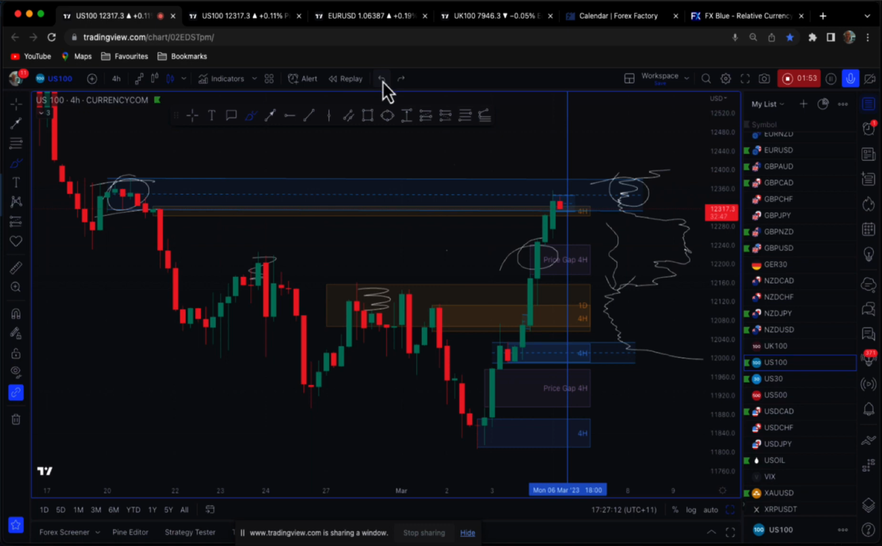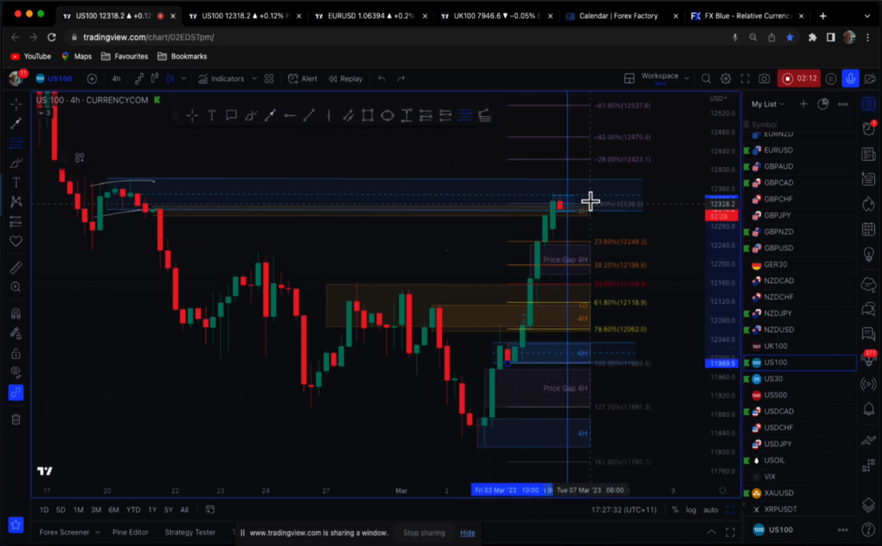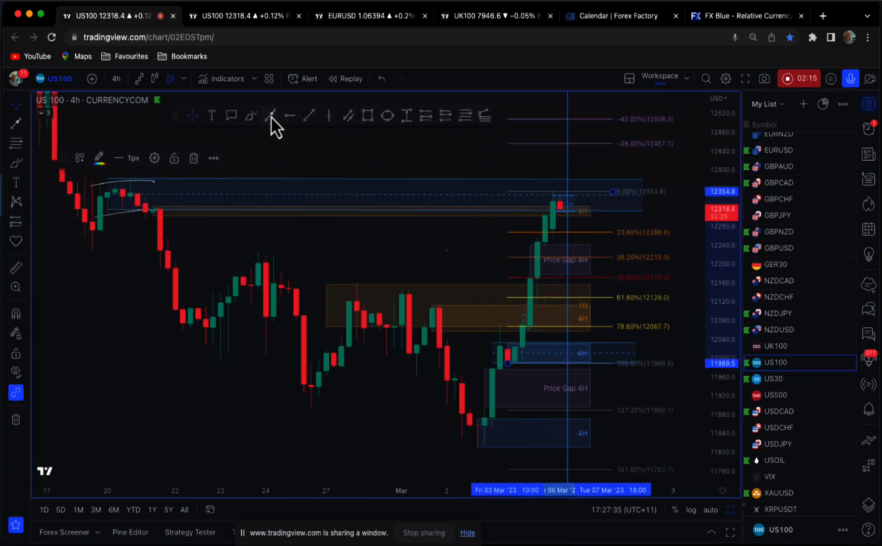So let's just get rid of some of these. I want to show you something on the lower time frame. So that's what I've got drawn up. We've got this big resistance. We've got a price gap. We're overextended. I mean, if you pull a fib from here, I would go from here up. This kind of makes sense to me.